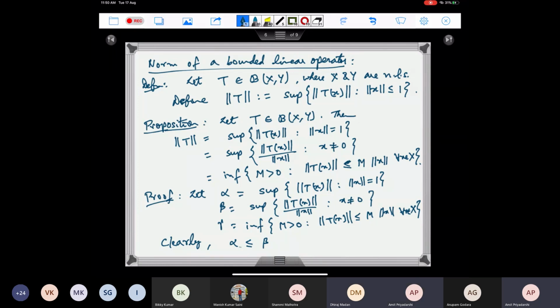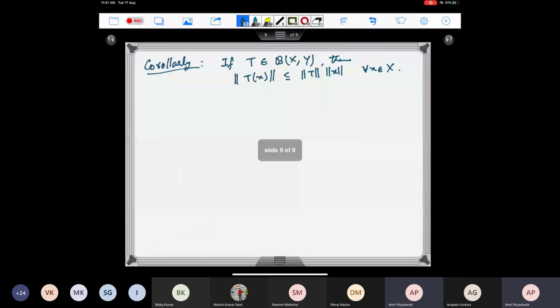Maybe I'll give some examples also where you will see that this supremum is not attained. So you can have norm T equal to 1, but for no x in the unit ball will you get norm Tx equal to 1. So it can happen. But on a finite dimensional space, you can write this as maximum also.